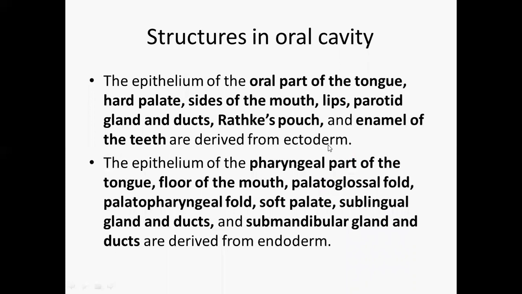So now, what are the structures in the oral cavity? The epithelium of the oral part of the tongue, the hard palate, the sides of the mouth, lips, parotid gland and its duct, Rathke's pouch, from which the pituitary gland will develop, and the enamel of the teeth, all are derived from the ectoderm. And the epithelium of the pharyngeal part of the tongue, the floor of the mouth, palatoglossal fold, palatopharyngeal fold, soft palate, sublingual gland and ducts, and submandibular gland and ducts are derived from endoderm. So that's all.